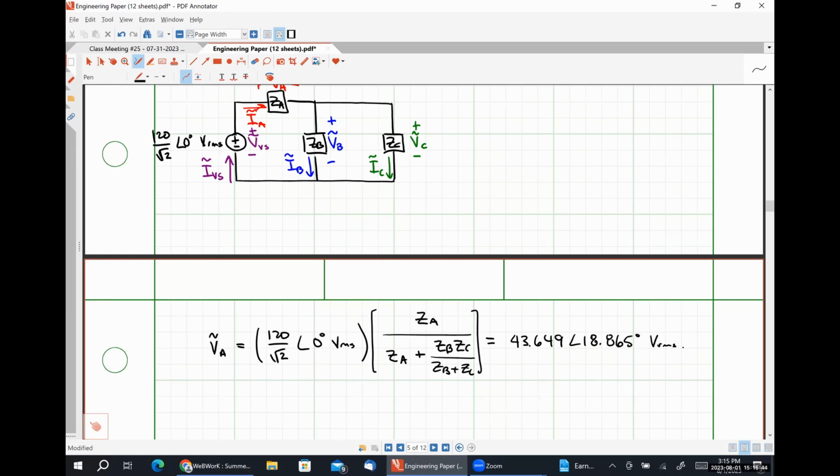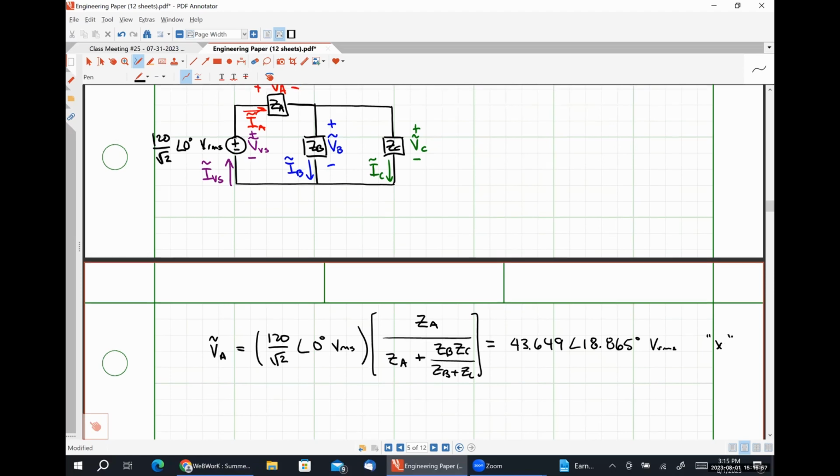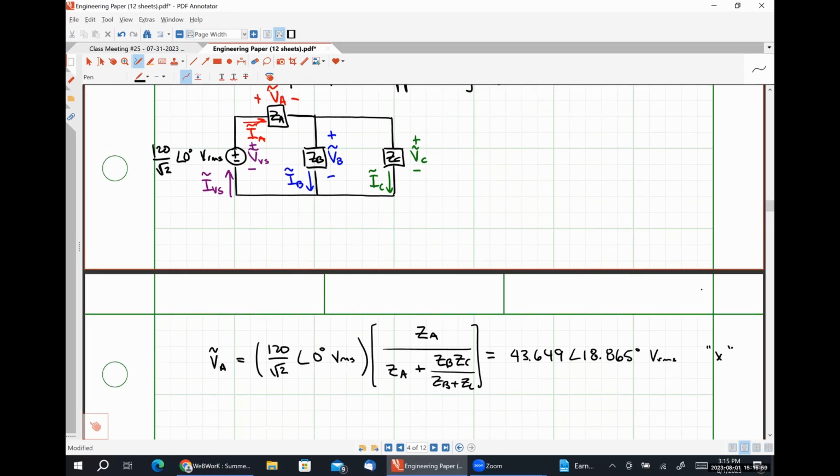Just for the sake of argument, I'm storing this as X. So I'll wind up using it here in a minute. So now that we know VA, to me, it's very easy for us to solve for IA, and it's also easy for us to solve for VB and VC. So which one would you care to do? ZB. Okay.